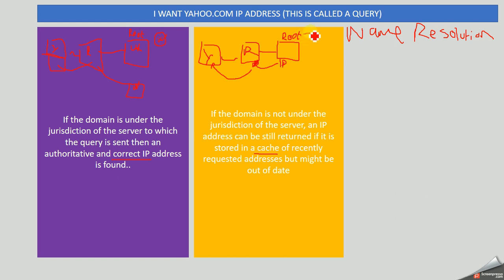So the root in the UK, let's say, doesn't have it. The root in the USA doesn't know where to find it. But the root in the UK has tried to find it before. It's gone through the process and has an old IP address which is in a cache. Now that address might be out of date. So let's say that Yahoo changed servers. That address may be out of date, so it might not work.